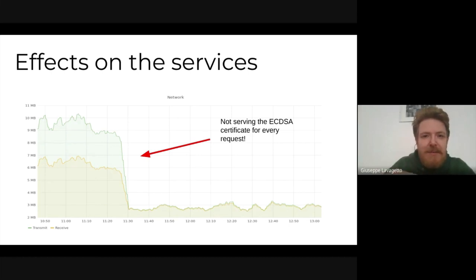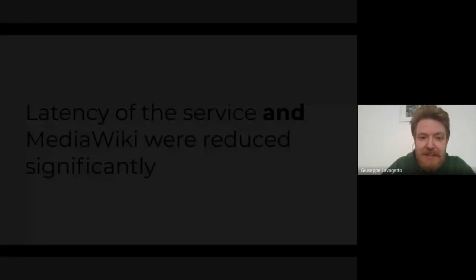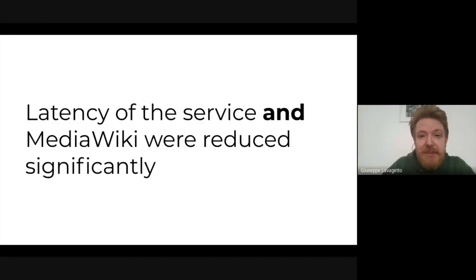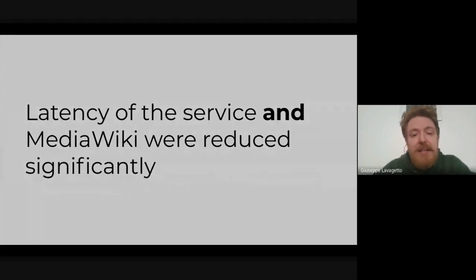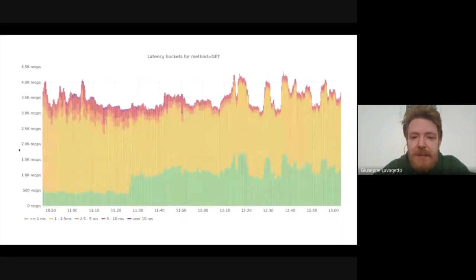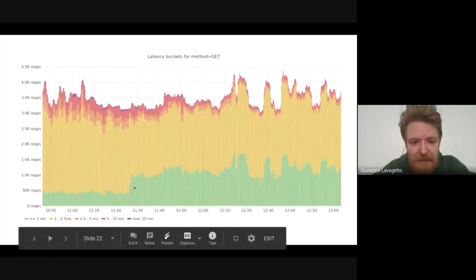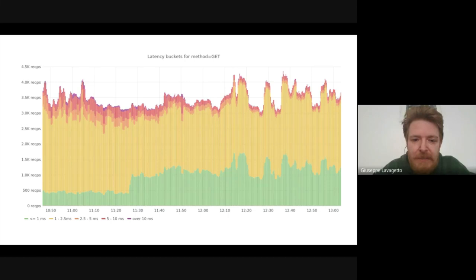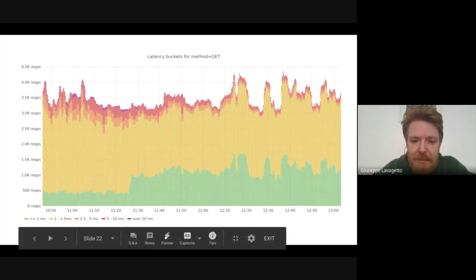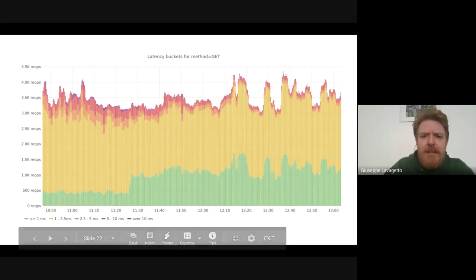Okay, this all looks very good on paper, right, but what about the latency, which is what we really care about, because that's what the users see. And the latency of both the service and MediaWiki was reduced significantly. Let's see how. This is the latency buckets traced for the session store service. You can see here below that the green line, which is requests that are served in less than 1 millisecond, basically doubled at the time of the transition. At the same time, the number of requests that took over 10 milliseconds almost disappeared. So, good effects on the latency of session store.